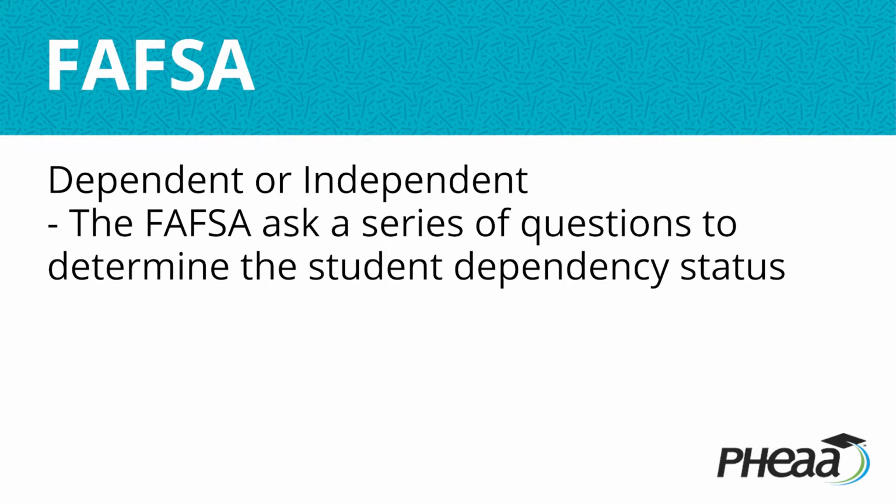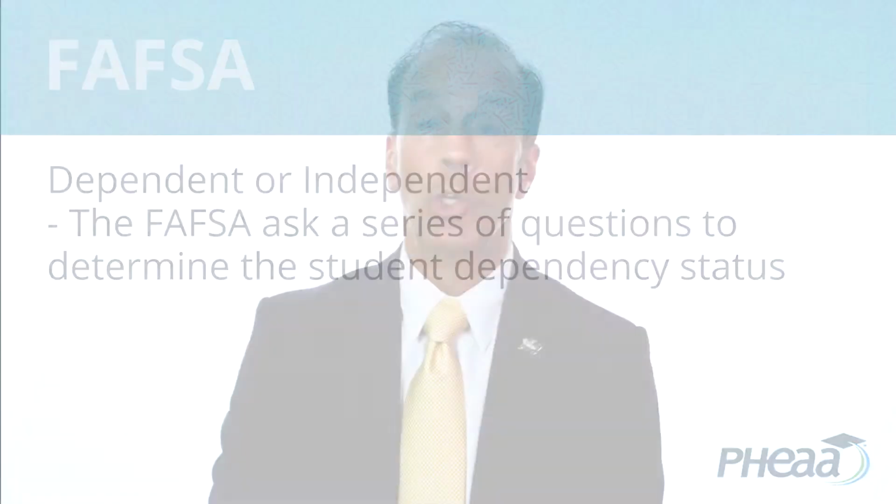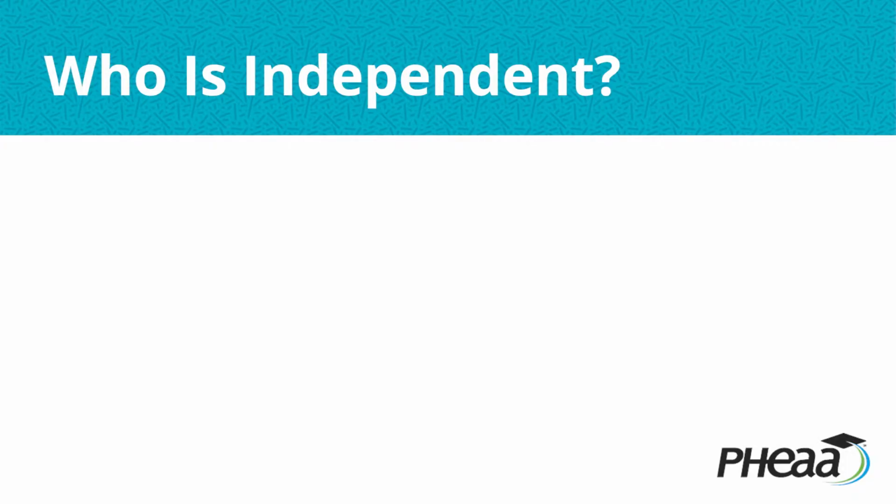The FAFSA asks a series of questions to determine the student's dependency status. If the student answers yes to any one of these questions, then you will be considered an independent student and will only need to provide your information and no parent information. A student and/or parent cannot make the student independent. The student's dependency status is determined by the way the student answers those dependency questions on the student status section of the FAFSA. To determine if you are an independent student, the FAFSA asks a series of questions.